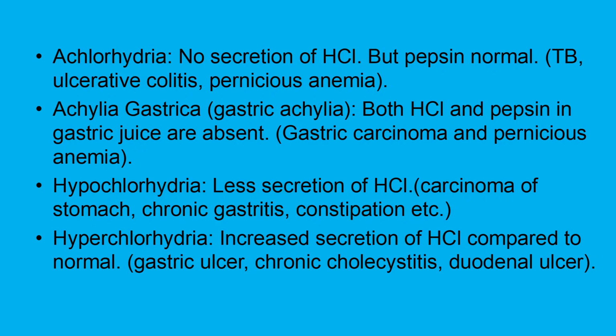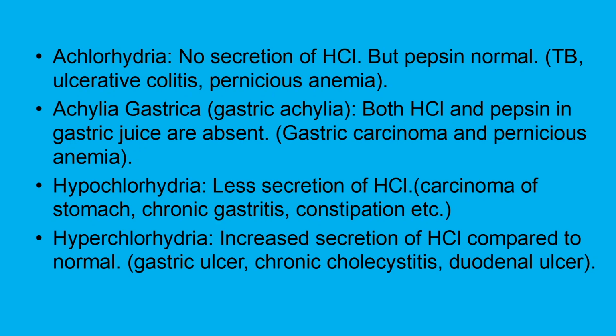Normally gastric juice contains HCl. If there is no secretion of HCl, the condition is called achlorhydria. Completely absent HCl secretion means achlorhydria. Less secretion of HCl means hypochlorhydria, and more secretion means hyperchlorhydria. In achlorhydria, there is complete absence of HCl, but the enzyme pepsin will be present. Whereas if both HCl and pepsin are absent in gastric juice, the condition is called achylia gastrica or gastric achylia.